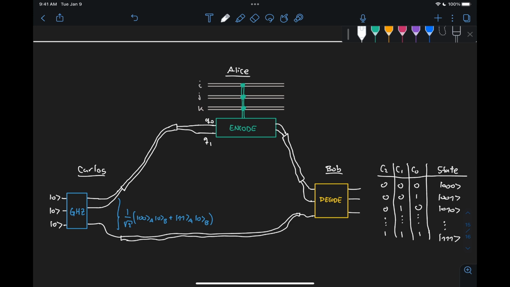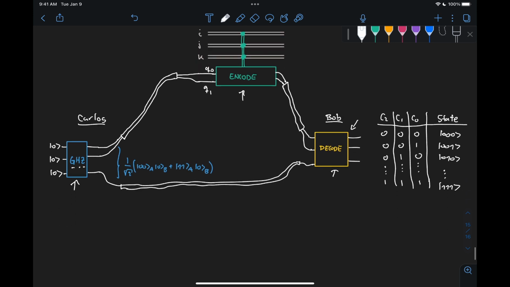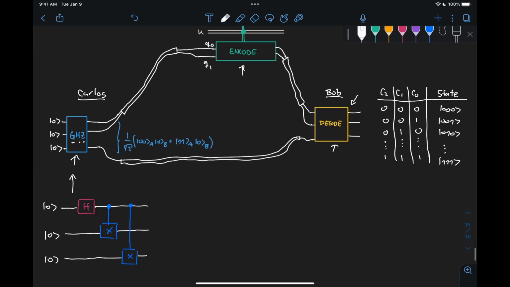So now we need to figure out how Alice would encode these bits and what Bob would need to do to decode them. If we take a look at what is done for the traditional superdense coding, Bob used the reverse of the circuit that we had to prepare the entangled pair. So we could say the state that we're preparing here is a GHZ state, which we prepare using this type of circuit, and Bob maybe can use the reverse of that to decode what Alice is trying to send him.